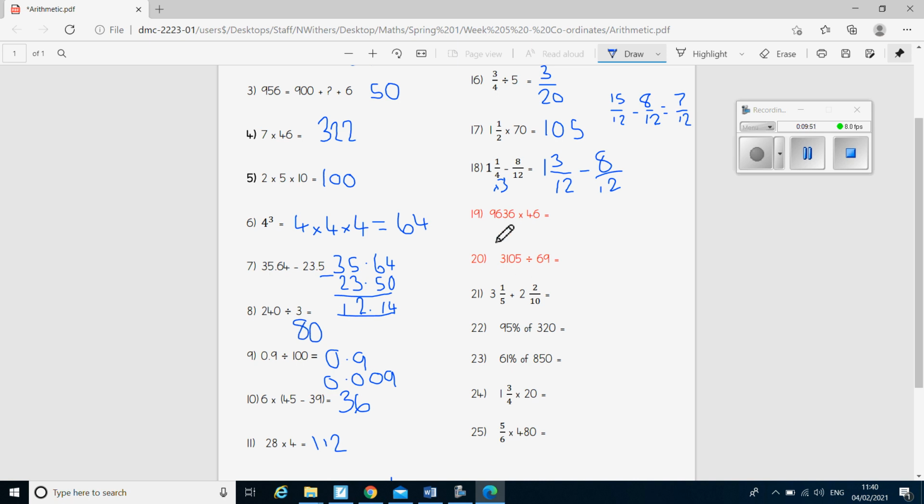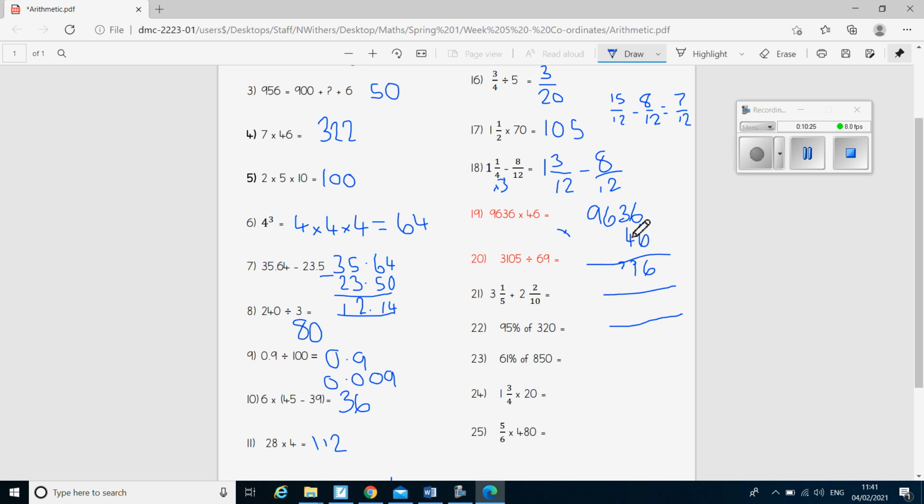Okay, question 19 then, and the long multiplication. I will model how to do this today. So we've got 9,636 times by 46. Hopefully you're getting quite confident with these now, but if you're not, if you watch how I do this, hopefully that will help. 6 times 6 is 36. 6 times, oh, I forgot to carry my 3. 6 times 3 is 18. Add my 3 gives me 21.